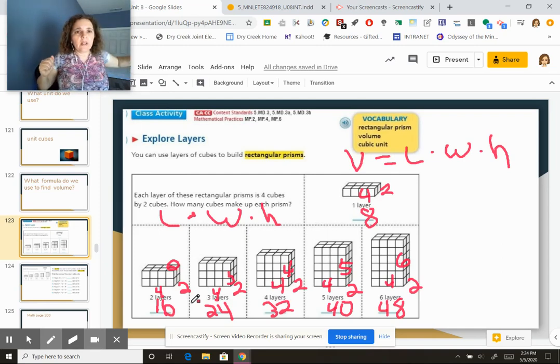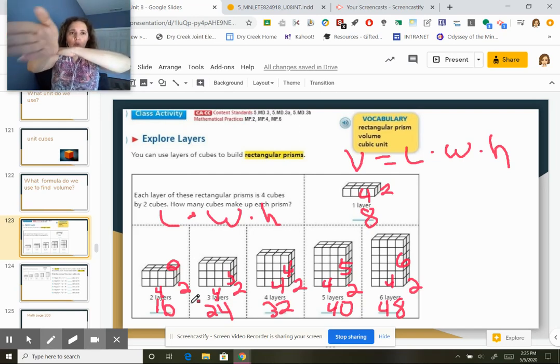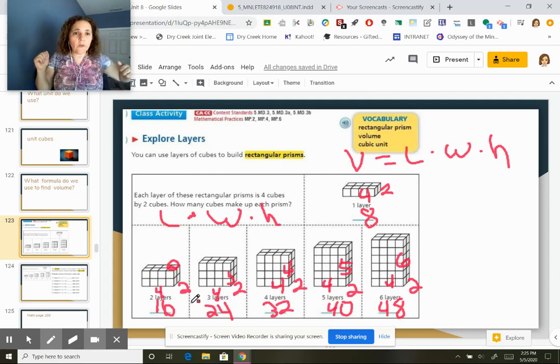So do it with me. The length, how many are going across, times the width, how many are going in, and height going up. So volume equals the length, length times width going in, height going up. Do it with me. Volume equals the length, how many going across, times the width going in, and height.